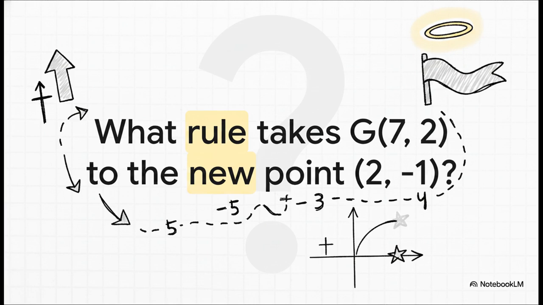You got to ask yourself, how do I get from an x of 7 all the way down to an x of 2? You'd have to subtract 5, right? So your x rule is x minus 5. And how do you get from a y of 2 down to a -1? You'd subtract 3, so your y rule is y minus 3. Put it all together, and the complete rule is x minus 5, y minus 3. See? You're essentially working backwards.